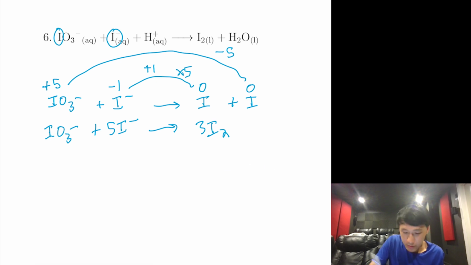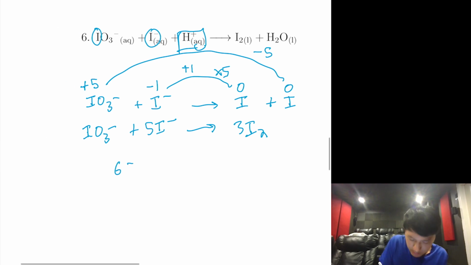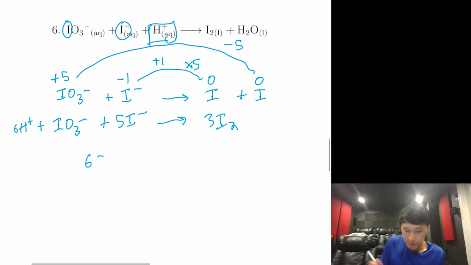Then we're going to do just the same thing as before. We balance the charges. In this case, we're reacting in acidic conditions, so H plus is our charge balancer. On the left side, we have 6 minus. On the right side, we're neutral. That means we need to add 6 protons to the left side. And then we balance the hydrogens. So there's 6 hydrogens on the left, none on the right. That means we add 3 waters.